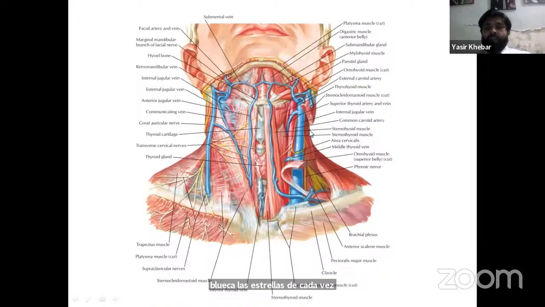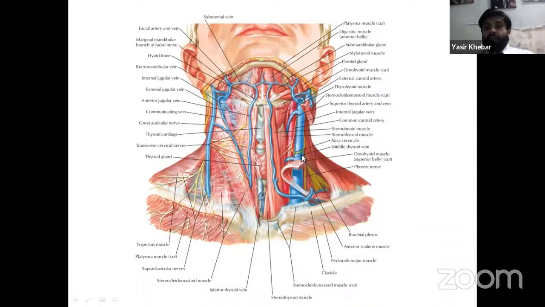However, on the other side, that is on the right side in this diagram, we have removed this investing layer of deep cervical fascia, and we have removed this muscle, the sternocleidomastoid muscle. Once we remove this layer and the muscle, we can see various deeper structures that we are going to talk about today. One of them, as we previously discussed, the laterally lying structure, is the internal jugular vein. And then we have this artery, which inferiorly is the common carotid artery, and superiorly would continue as the internal carotid artery.